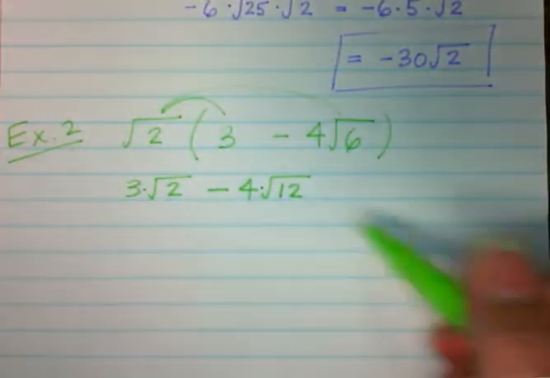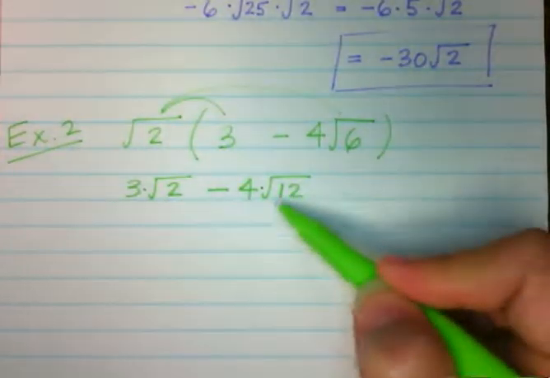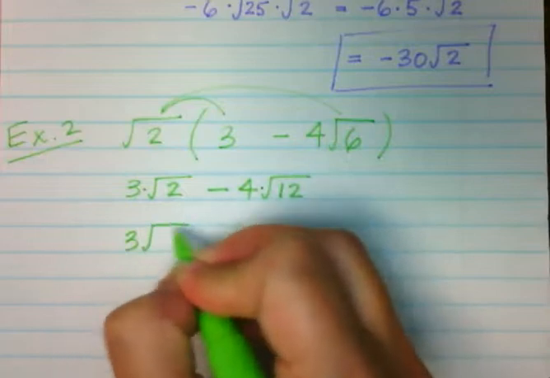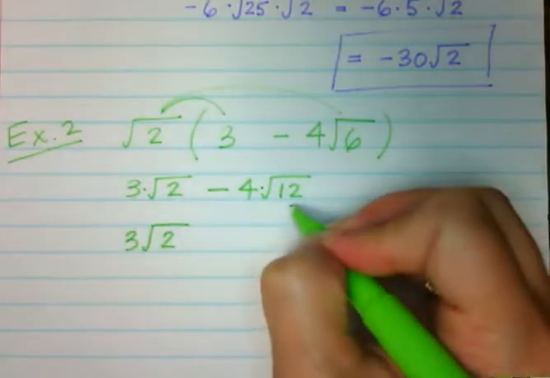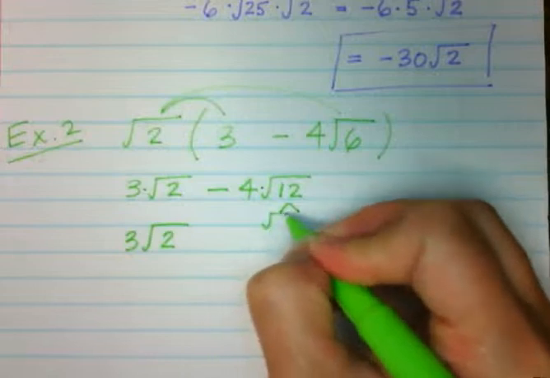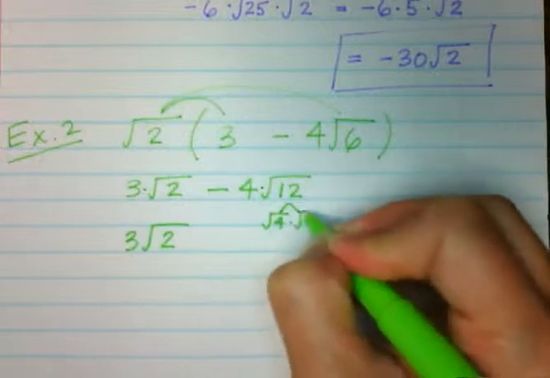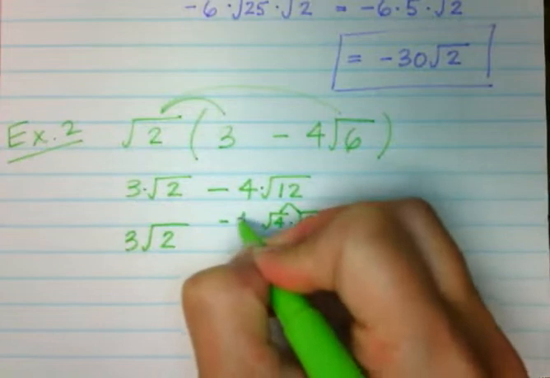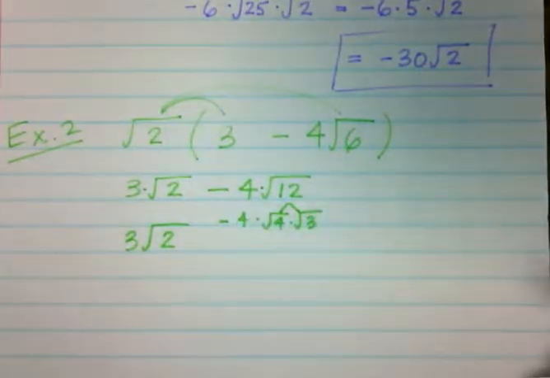So now we're going to look and see if there's any simplifying we can do, and there is over here. So 3 square root of 2 doesn't change. But over here, we can simplify the square root of 12 to be the square root of 4 times the square root of 3. But don't forget, we still have that negative 4 multiplied out in front of it.